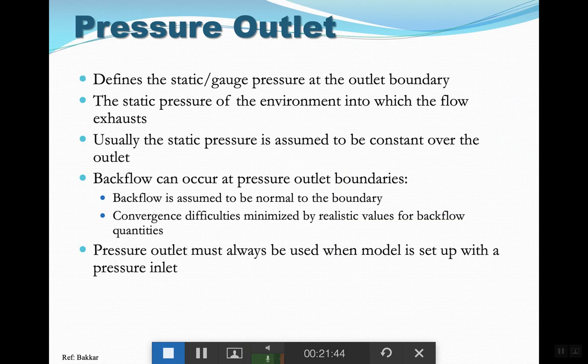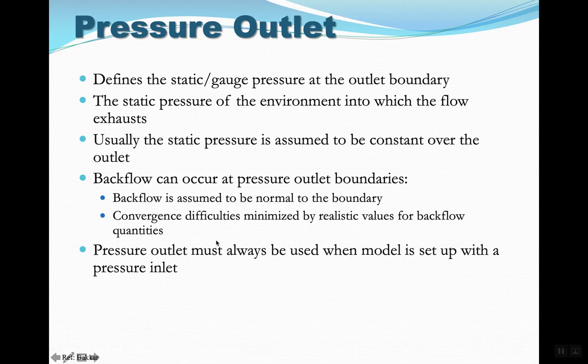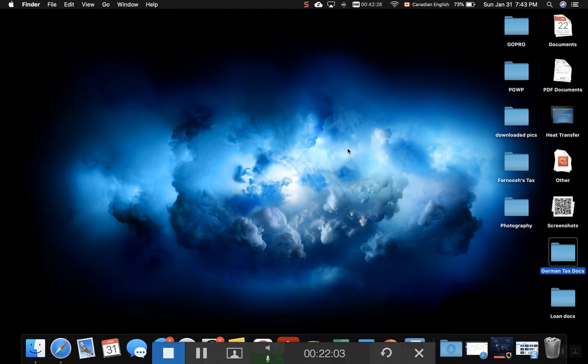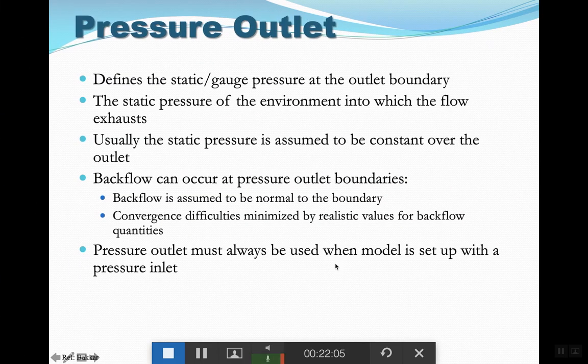For pressure outlet, usually you put it 0, because usually our gauge pressure at the outlet is 0. So you just provide 0 gauge pressure at the outlet, unless there are specific situations where you need to provide another pressure.